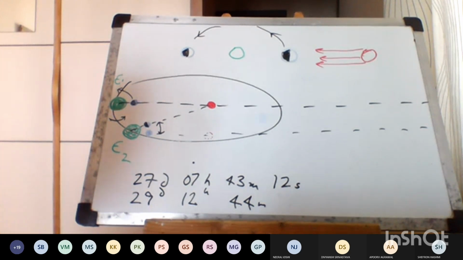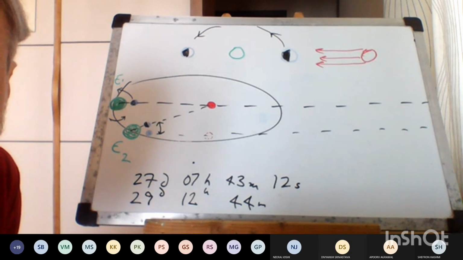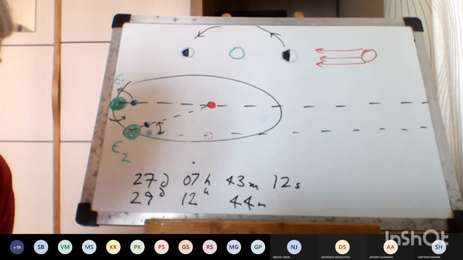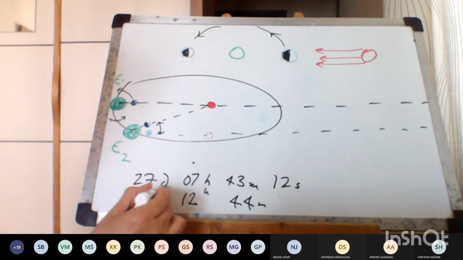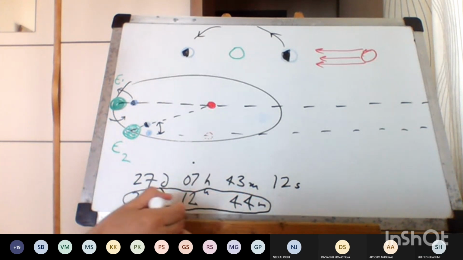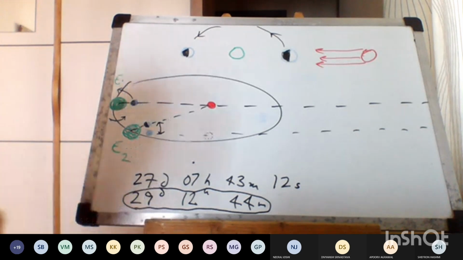We will wait till it is new moon. No? So new moon to new moon is the synodic period. Yes sir, you have raised a very important point. Is it exactly 29 days, 12 hours, 44 minutes? This synodic period will change. How it changes, I will tell you.